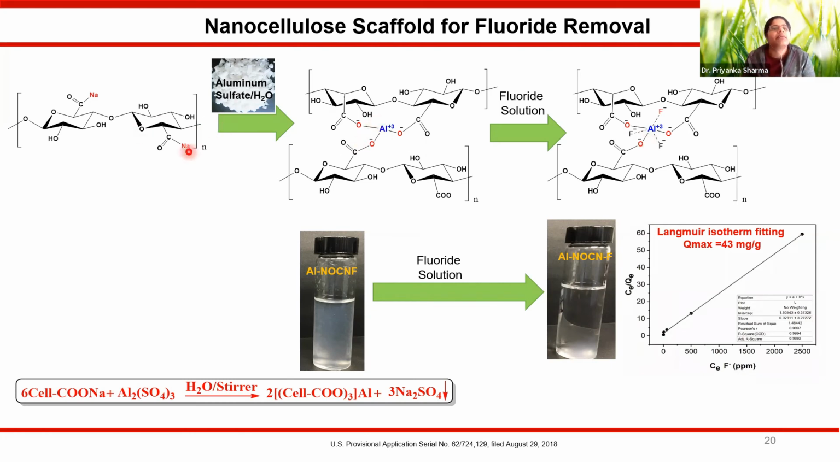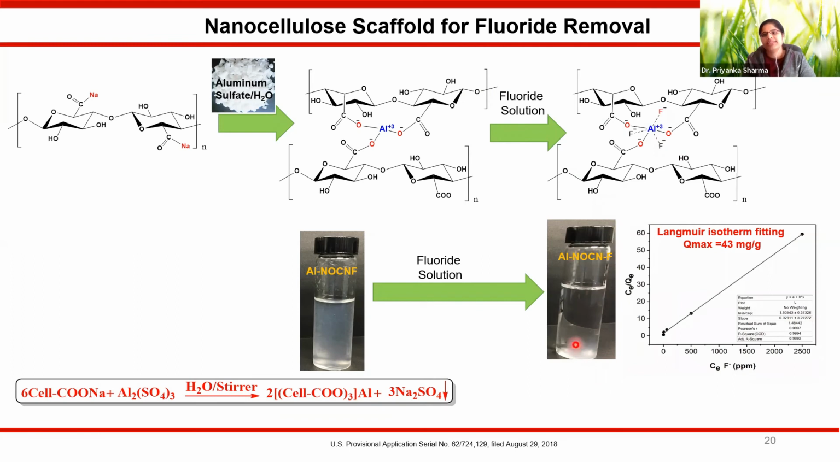So what we did, we used the NOCNF and then made a complex with aluminum sulfate and did the fluoride remediation. After making the complex with the aluminum sulfate, we found that aluminum clearly binds with this NOCNF, and it creates a complex like this. And with the fluoride solution, this aluminum trapped fluoride very easily.